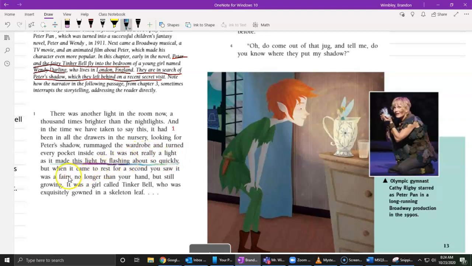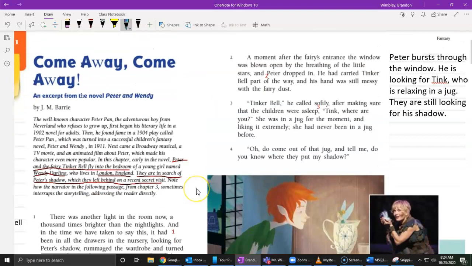Now, we also have another thing in here about Tinkerbell. It says exquisitely gowned. That means she was dressed very nicely. So let's look at paragraph 2.